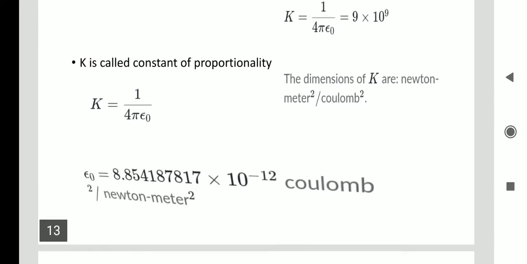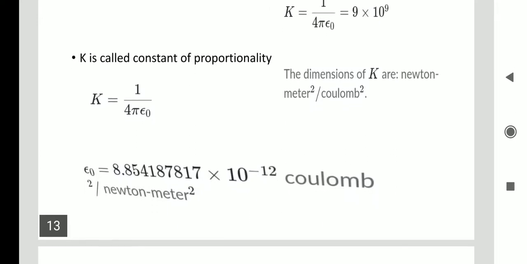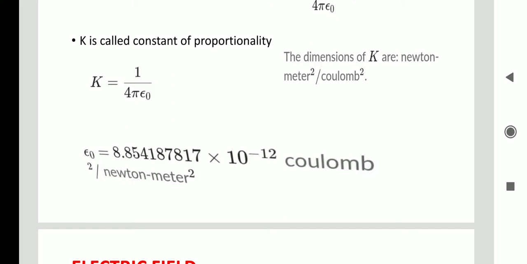Sorry, not relativity, just permittivity of free space. The value of permittivity of free space is 8.85 × 10^-12 Coulomb square by Newton meter square. See, K equal to 1 by 4 pi epsilon naught.